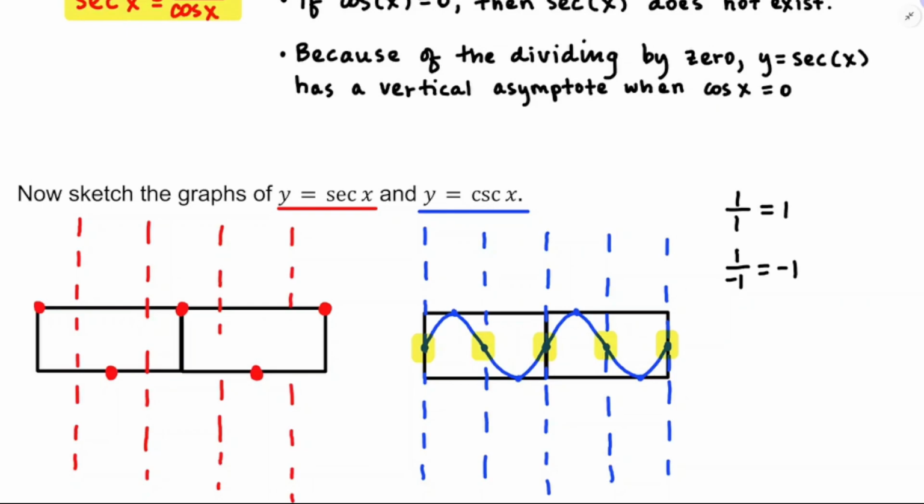The next thing I would say is that places where cosine x was positive, secant x will also be positive because 1 over a positive number is positive.